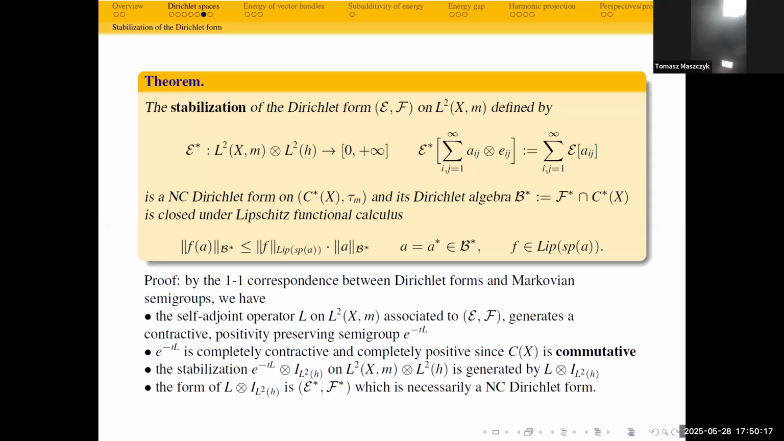So this external Hilbert space is not related to sections of some vector bundle over this? No. It's just an auxiliary Hilbert space. The only property it has to have is that it has to be separable. The only property.